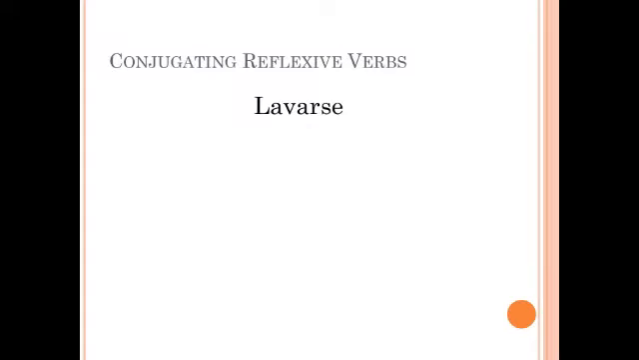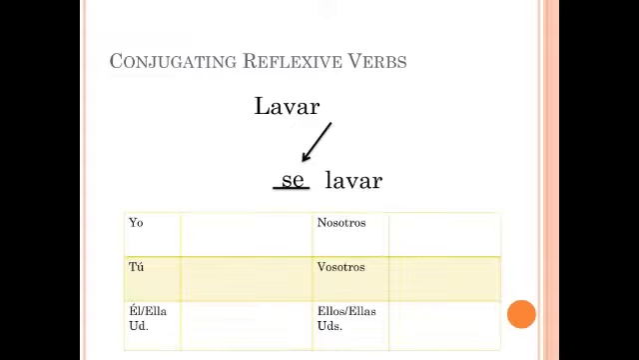So, conjugating reflexive verbs. The first thing you have to do when you conjugate a reflexive verb is take the se off of the verb and put it in the front. Then you conjugate the verb. Let's look at our verb chart. One more key thing is that the reflexive pronoun changes based on the subject of the sentence. If the subject is yo, the reflexive pronoun becomes me, and you conjugate for the yo form. If the subject is tú, the reflexive pronoun becomes te, and you conjugate in the tú form: te lavas.